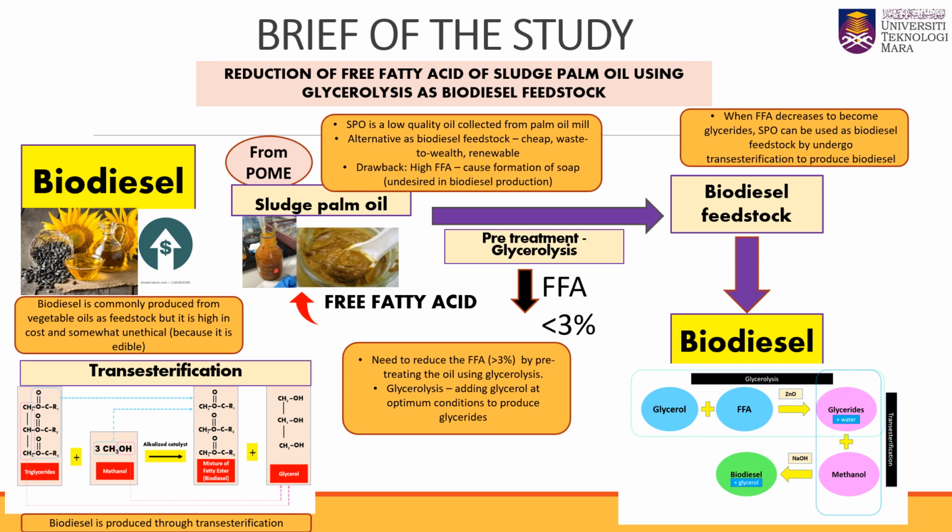Therefore, we will pretreat it first using glycerolysis. We have to reduce the FFA to at least 3% for it to become feasible as biodiesel feedstock. So when the FFA is converted to glycerides, SPO can be used as biodiesel feedstock by undergoing trans-esterification to produce biodiesel. So yeah, that's it.